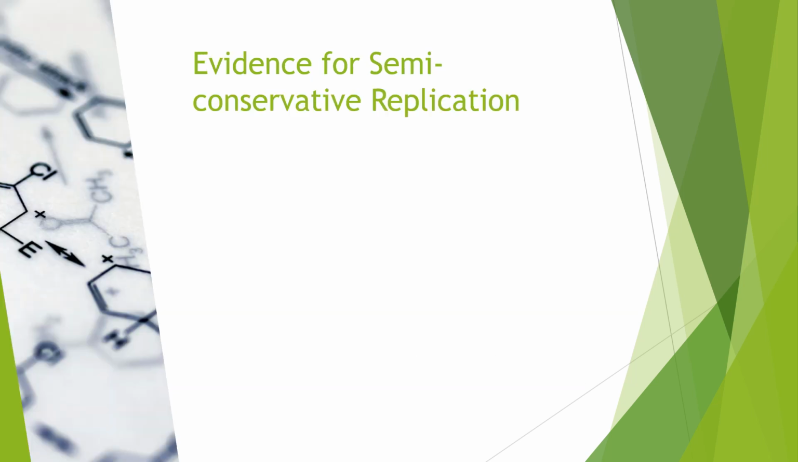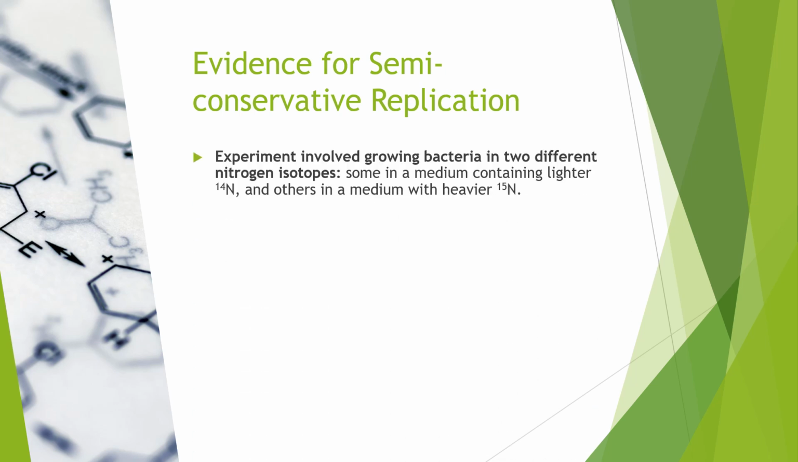So in order to actually provide some evidence for semi-conservative replication, scientists conducted an experiment where they grew bacteria in two different types of nitrogen. Some bacteria were grown in a medium containing a lighter nitrogen isotope, 14N, while others were grown in a medium containing a heavier nitrogen isotope, 15N. This meant that all the DNA in each group would contain either 14N or 15N, making them distinguishable by their density.